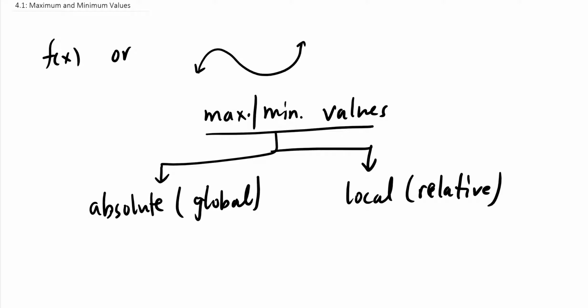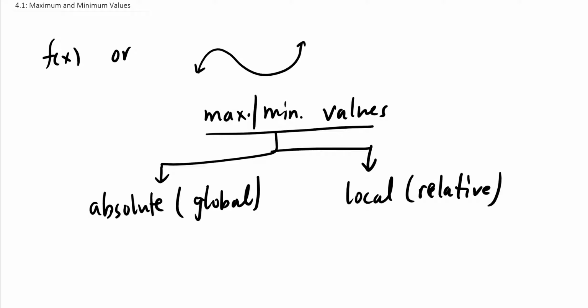Now, to find the minimum and maximum values, whether absolute or local, we are actually finding the y values. But to do so, we need their x values. And that's what we're going to learn today, how you find those x values. That would give us the maximum or minimum values for a given function or graph.